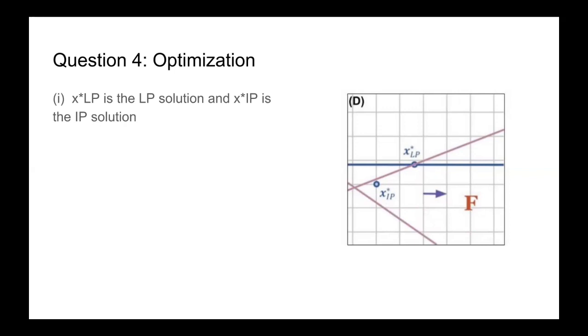Finally, we can look at graph D here. We're given a configuration with the LP and IP points. We can see that this does not satisfy the conditions because our cost vector is pointing towards the right. So then the intersection that would minimize the cost vector the most would be the one on the leftmost side, which is this intersection here. And so therefore, the LP point that is given by our graph is the incorrect LP point because it does not minimize the objective value.